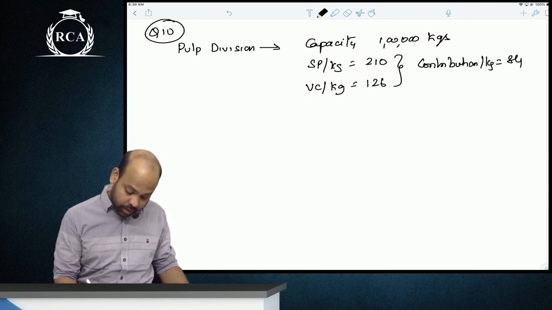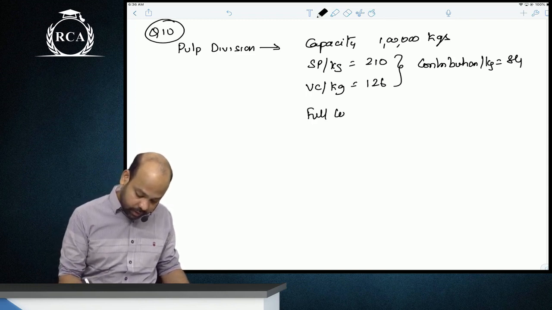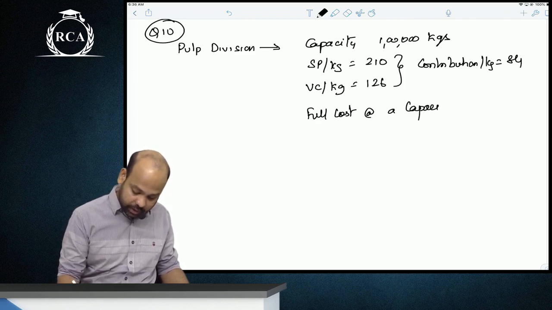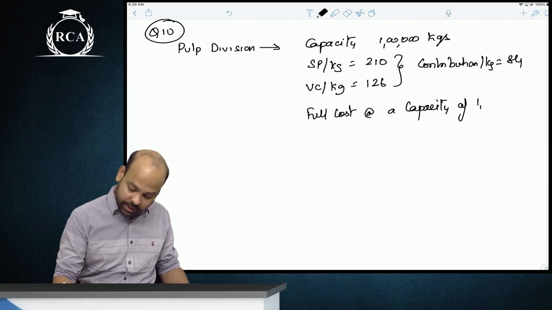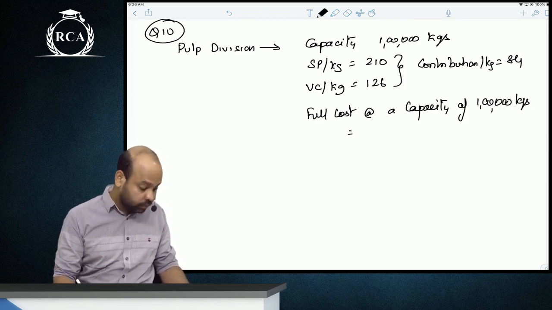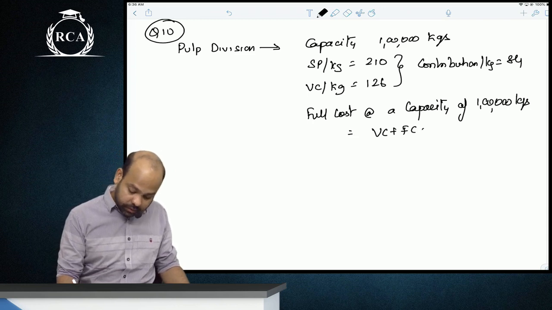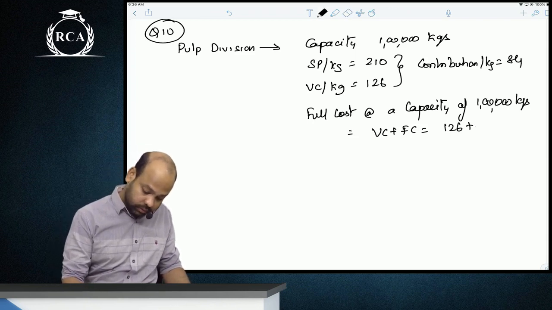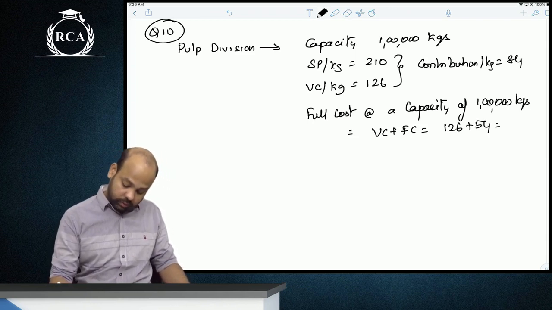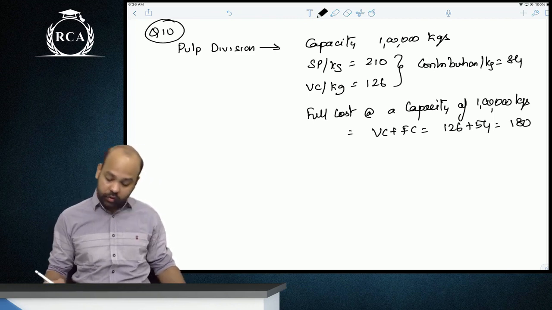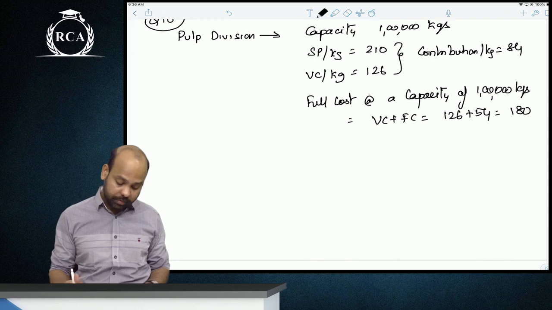If you talk about full cost at a capacity of 1 lakh kgs, I'm just writing this for the purpose of comments. This would be variable cost plus fixed cost, that is 126 plus 54, 180. This is your full cost for the pulp division.